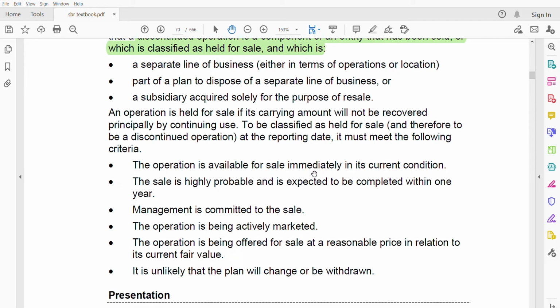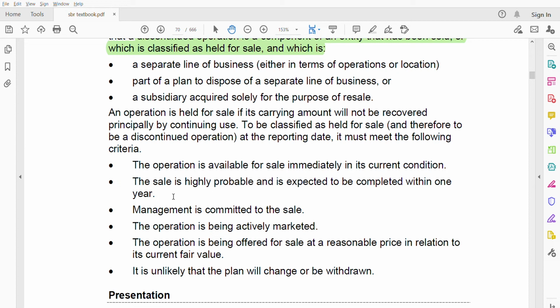The operation is available for sale immediately in its current condition. It should not be something that you have to repair. If the condition is good enough that today I can sell it, with no repairing and no mending, then it qualifies. Number two, the sale is highly probable and is expected to be completed within one year, that means within 12 months. It should not exceed 12 months.